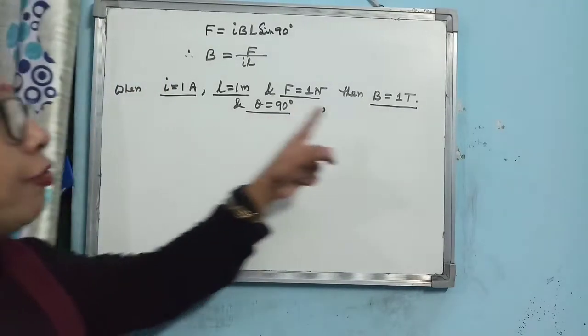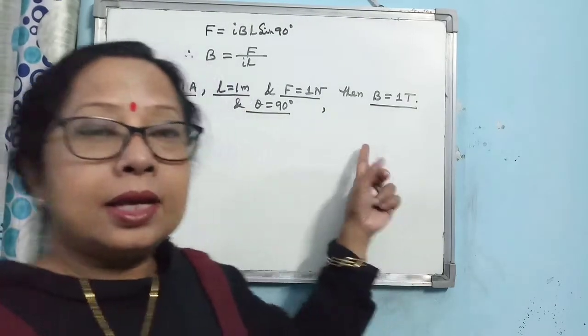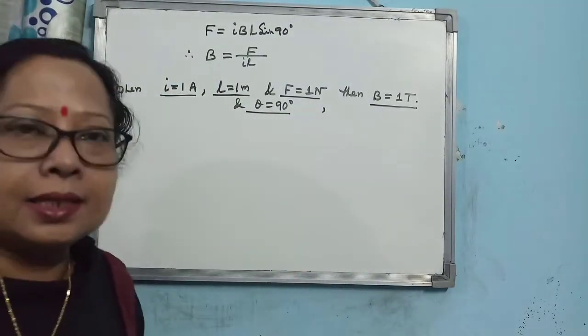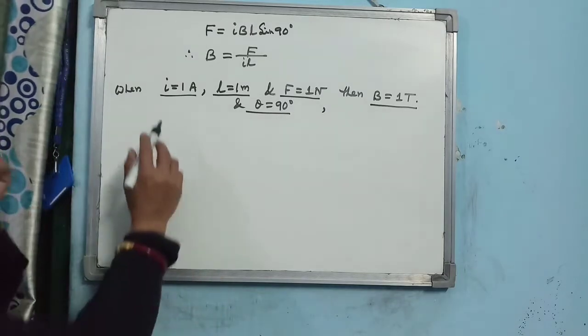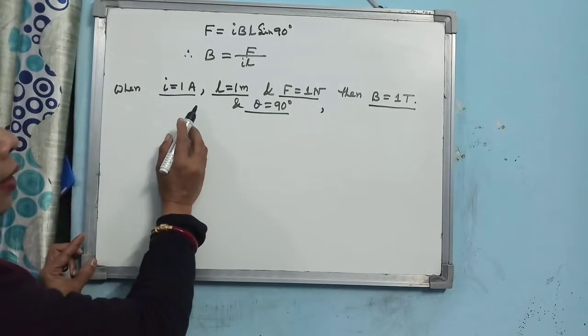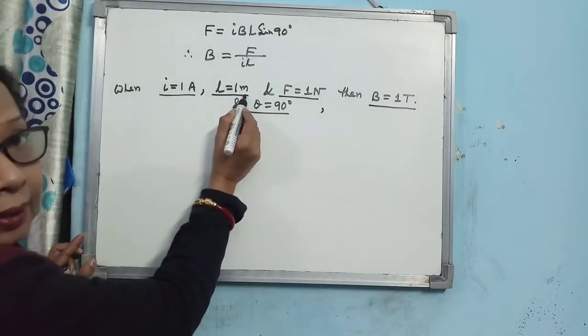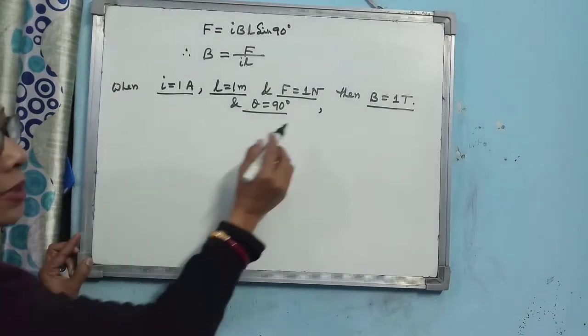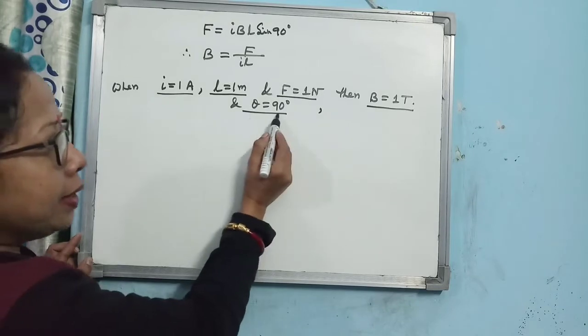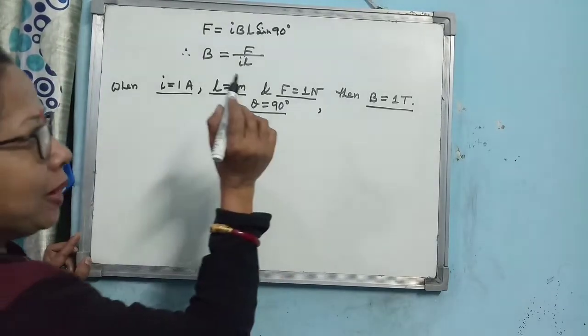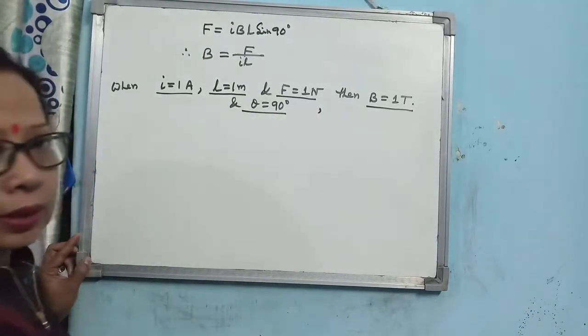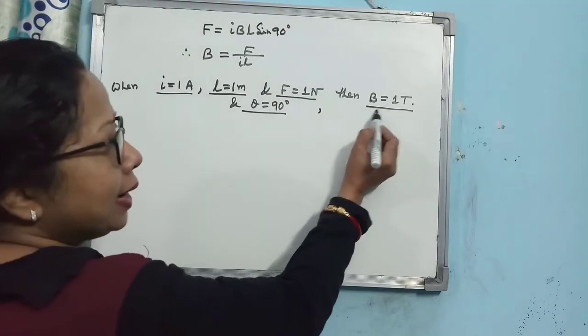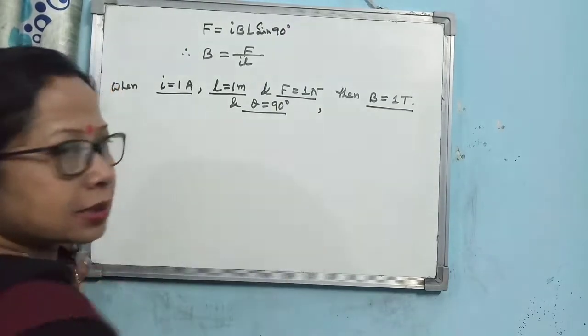So how can you define 1 Tesla? You can define 1 Tesla this way: if a conductor of length 1 meter carrying a current of 1 amp, placed in a magnetic field perpendicular to it, experiences a force of 1 Newton, then the magnetic field strength is 1 Tesla.